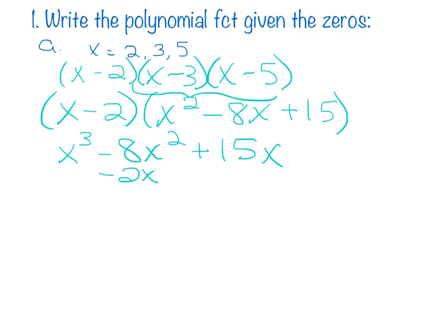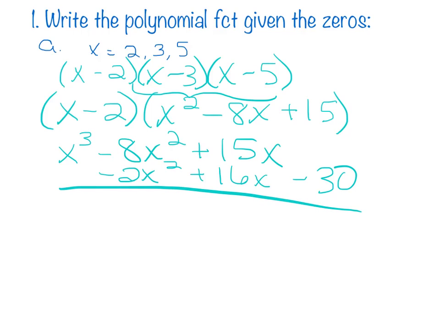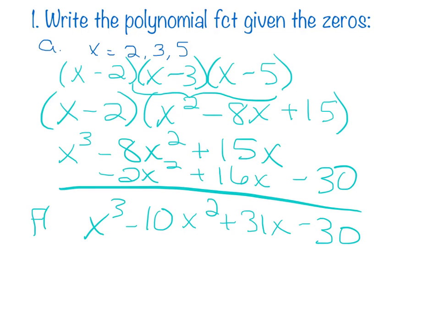I'm going to use the method that we've been using in class recently where I line everything up under its like term. And we get a minus 30 at the end. We combine, and we get x cubed minus 10x squared plus 31x minus 30, and that is what our f of x is equal to.